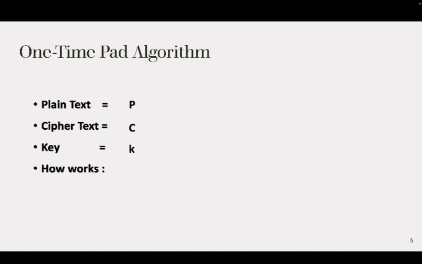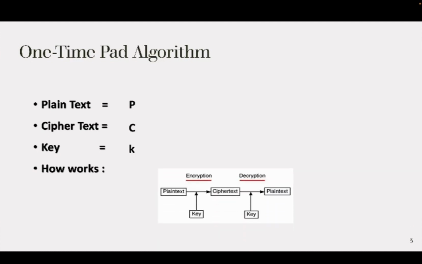How does it work? When we convert plain text to ciphertext, it is encryption. When we convert ciphertext to plain text, it is decryption. In the one-time pad algorithm, if we want to encrypt our data, we need some process. Here, first we need an equation, that is P plus K. Here P means plain text, K means key.